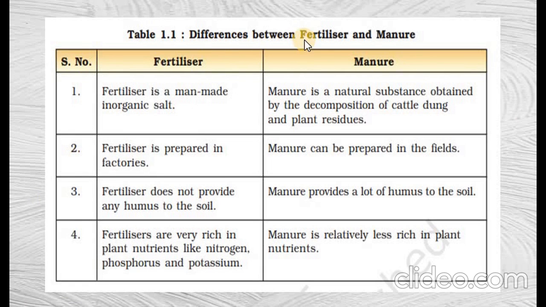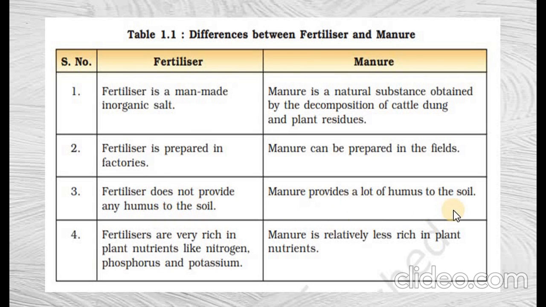Now let's see the differences between fertilizer and manure. Fertilizer is a man-made inorganic salt. Manure, on the other hand, is a natural substance obtained by the decomposition of cattle dung and plant residues. Fertilizer is prepared in factories, whereas manure can be prepared in the fields. Fertilizer does not provide any humus to the soil, so it definitely doesn't add any value to the soil. It just helps the plant to grow.